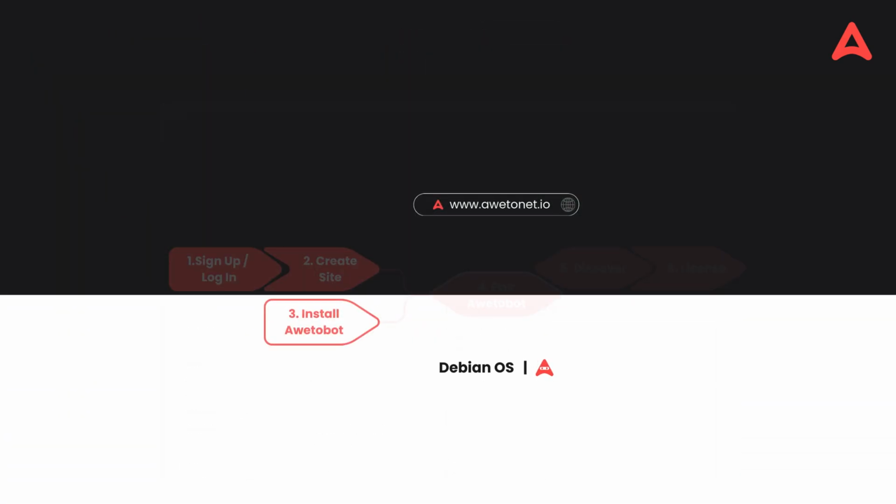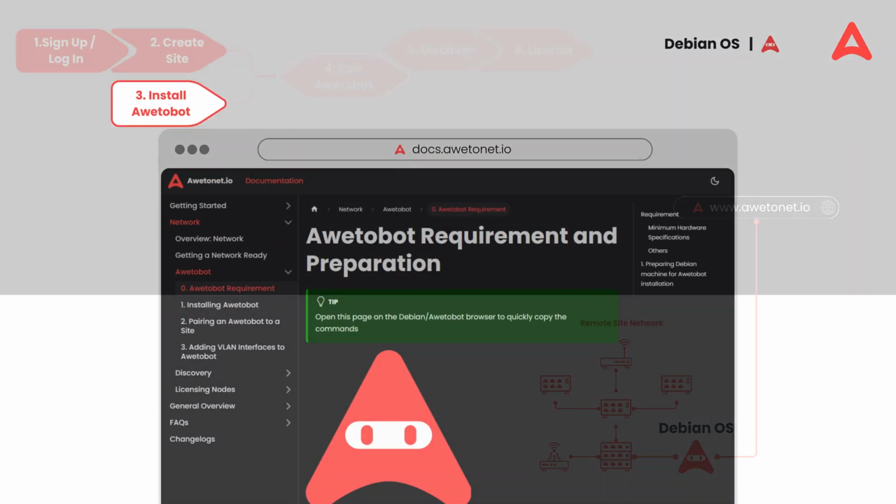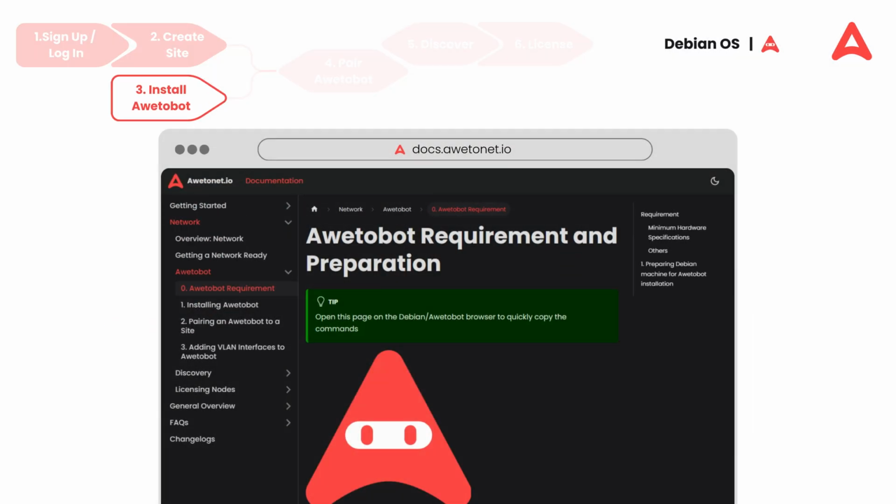Next, we'll install Awetobot. Awetobot is a remote agent that acts as a bridge between the network and the Awetonet-io cloud platform. Awetobot needs to be installed on a system running Debian OS. Before proceeding, be sure to check the documentation for system requirements and the latest compatible Debian version for installation.